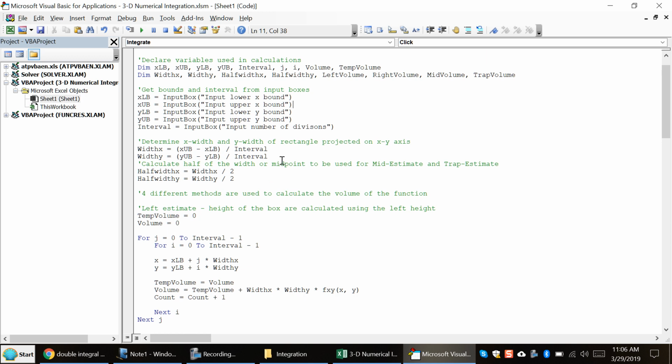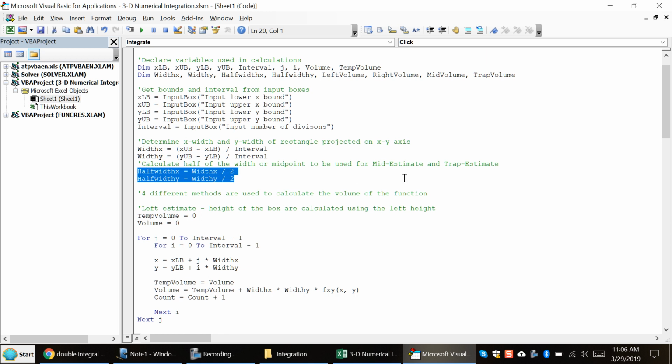All right, determine the x and y width of the rectangle projected on the xy axis. This is real simple. The width in the x direction is just the upper bound minus the lower bound divided by the interval. The y is the upper bound minus the lower bound divided by the interval. The reason we have two different values, obviously, is because our x and y can be different. We're calculating the area of a rectangle projected onto the surface, not a square. If it was a square, you'd only need one variable.